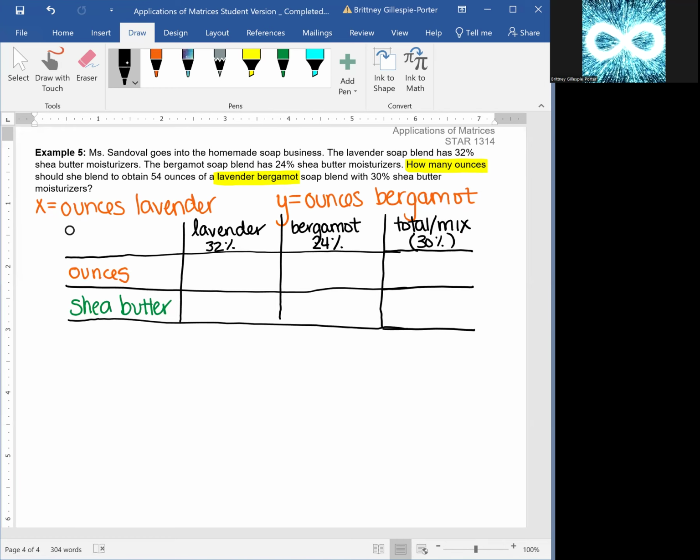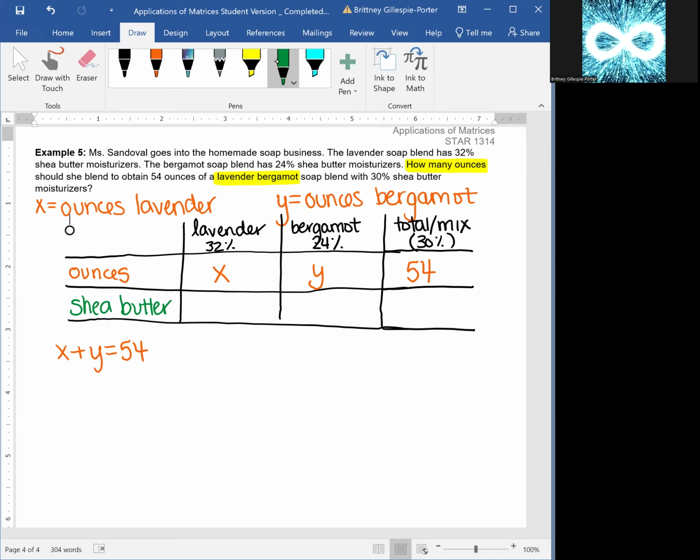Okay. So from here, let's start filling in our chart. With our ounces of lavender, we don't know how many ounces of lavender we want. We said that was going to be our variable X. We don't know how many ounces of the bergamot soap we want. We said that would be Y. But we do know that we want a total of 54 ounces. And we just found our first equation: X plus Y is equal to 54.